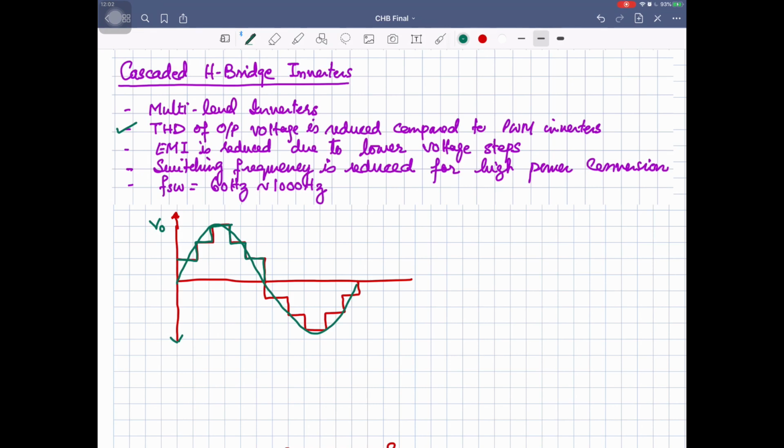Another advantage of the multi-level inverter is the reduction in electromagnetic interference due to the lower voltage steps which construct the output voltage waveform. And the switching frequency is also reduced for high power conversion. In the case of multi-level inverters, we can construct these steps and reduce the switching frequency by reducing the number of pulses in the positive and the negative half cycle.